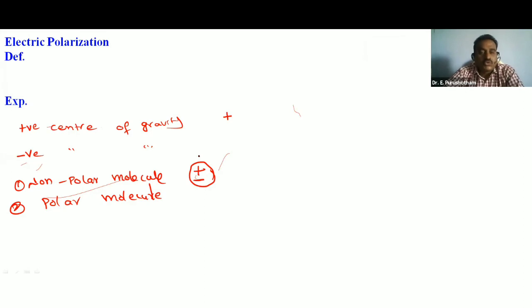Non-polar molecule. What I am saying is, if the positive center of gravity, or total positive charge, coincides with the total negative charge, that is called a non-polar molecule. What is a polar molecule? This is the polar molecule. The total positive charge or positive center of gravity does not coincide with the negative center of gravity. That is called a polar molecule. This is very, very important.